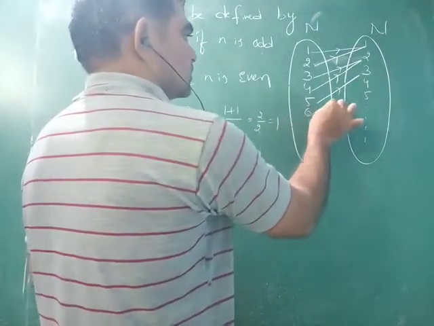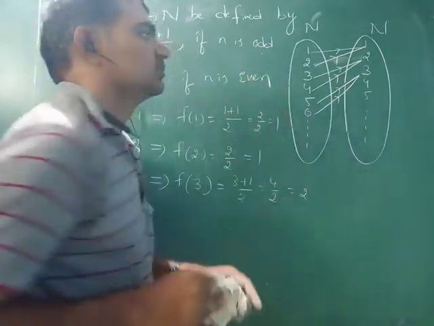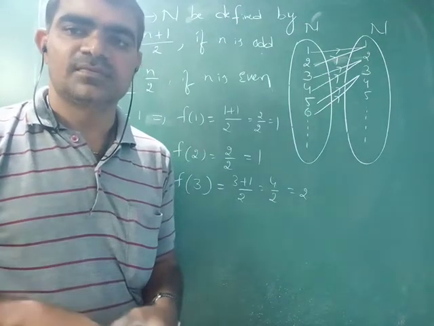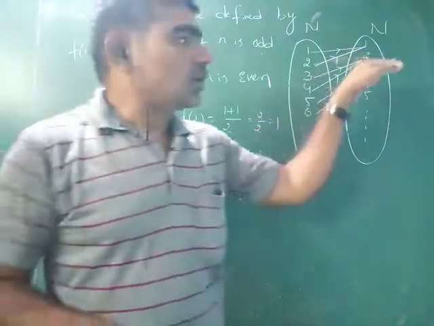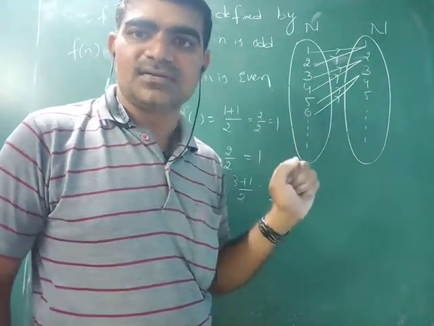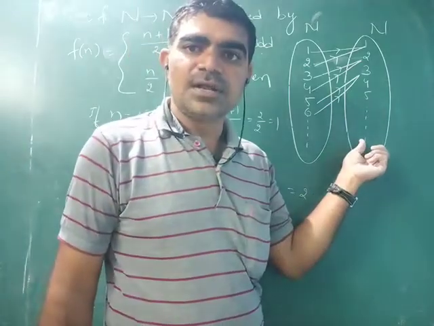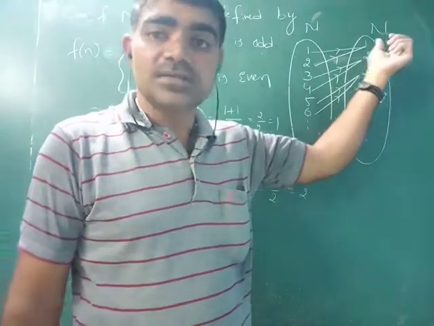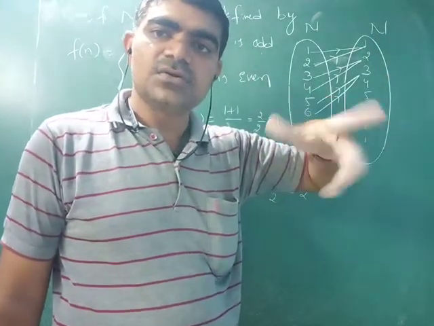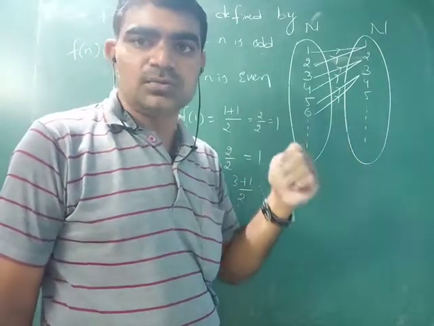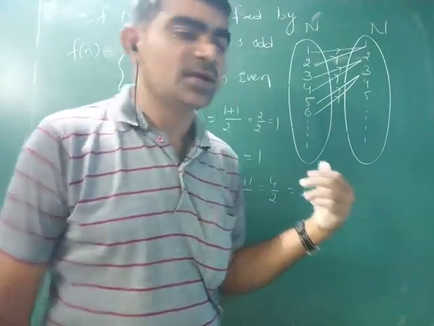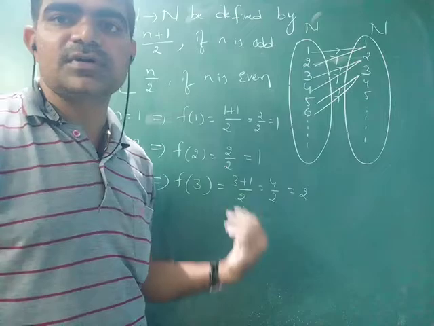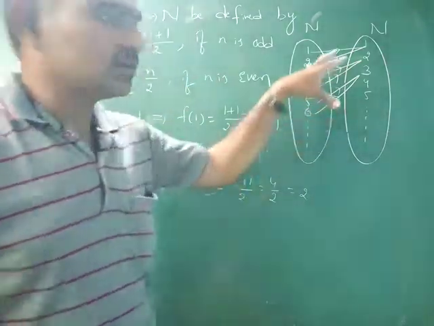For 6 again. Correct or not? What are you observing? All the elements of the codomain are used up or not? Yes. That means the range set is 1, 2, 3, 4, 5 and so on. The range is nothing but the codomain. So range is equal to codomain, so it is onto. But it is not one-one. Anyway, we want to check for bijective. Therefore, it is not bijective.